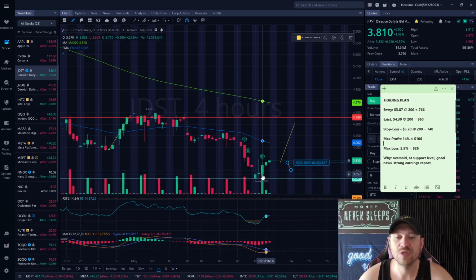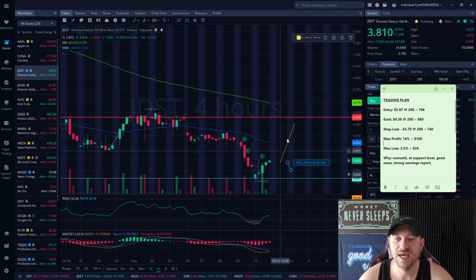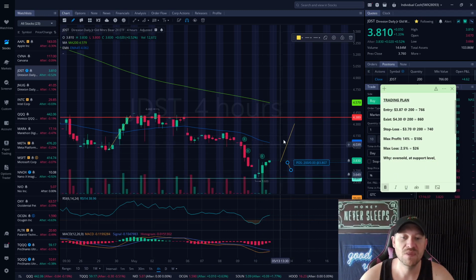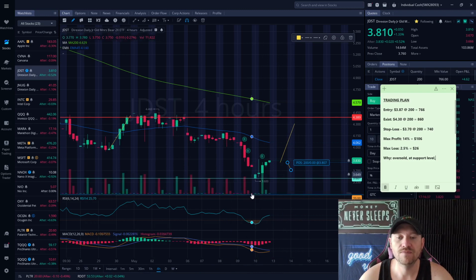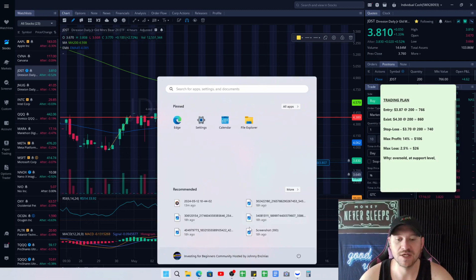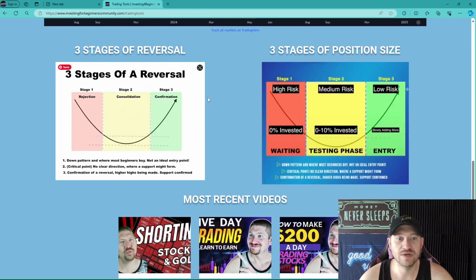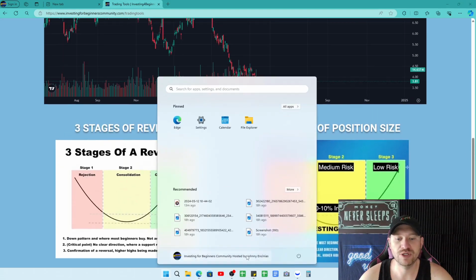Now, why? Because it's oversold, it's at a support level, and it doesn't have good earnings or good news, but it has a strong enough support level and it's oversold, which makes sense to me. And I also found through here three stages of reversal: rejection, consolidation, and confirmation. It went through the rejection period and the consolidation period, and now it's going through that confirmation period.